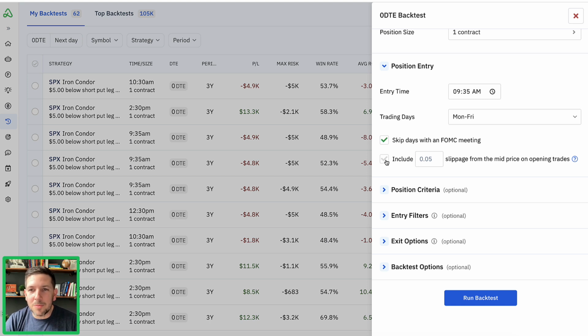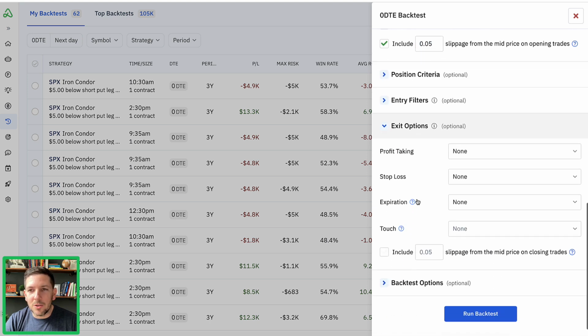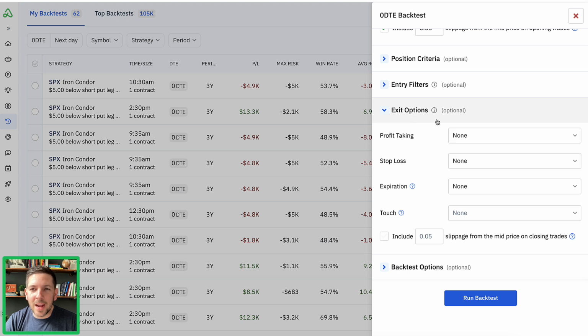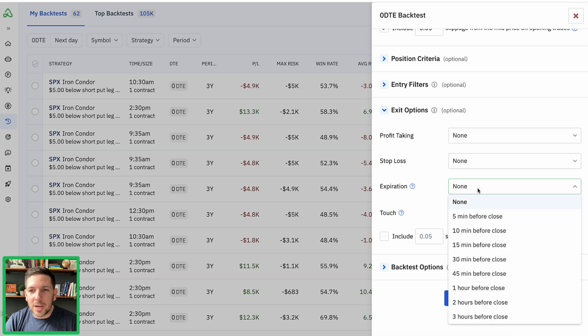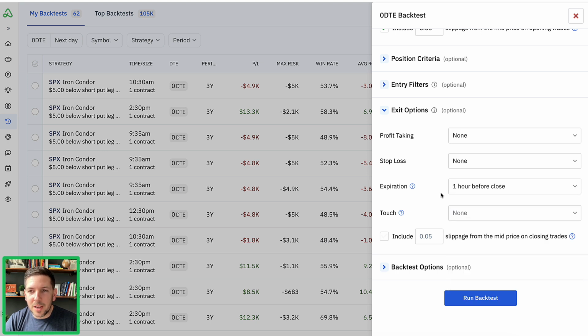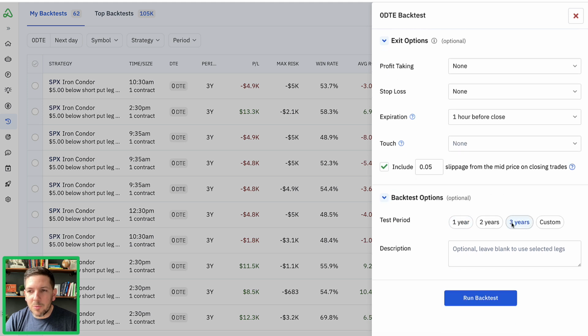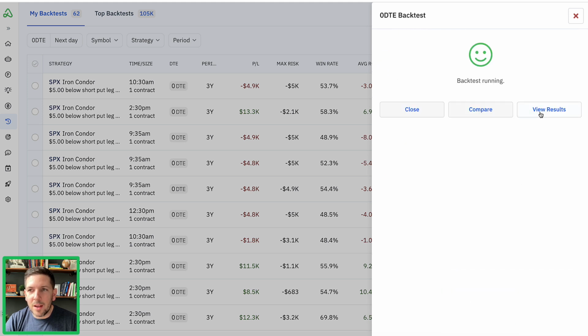So we'll skip FOMC. We'll, of course, include some slippage here. That's just good basic stuff we can do at backtesting. And then under exit options, we're not going to do profit taking or stop loss or touch, but we are going to do an expiration exit option, and we're going to close the position 1 hour before the market closes. And of course, we'll include some slippage. And we'll do this one out 3 years, and then we'll go ahead and run that backtest.